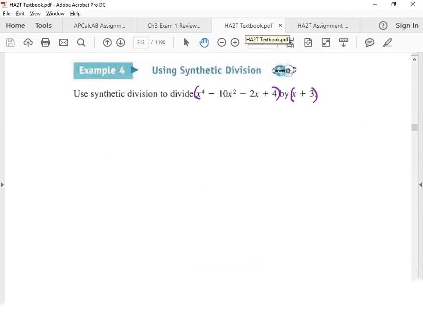So just like before, we have to make sure that we have every term. Now, we do have a missing term. What is my missing term? It's x to the third. That term is not there, but I'm putting it there as a placeholder.